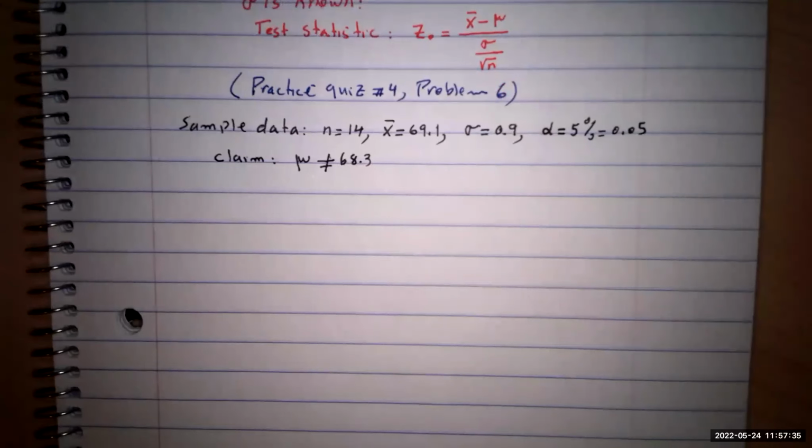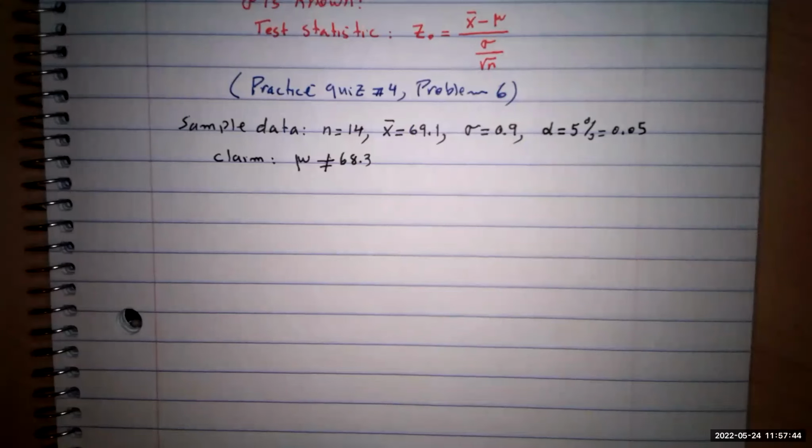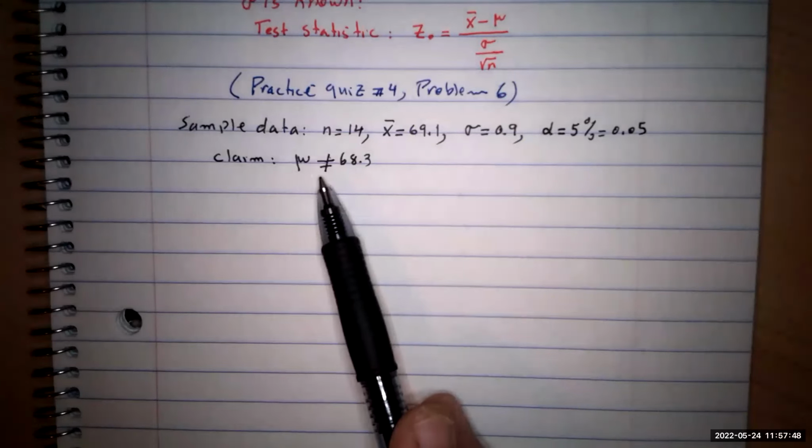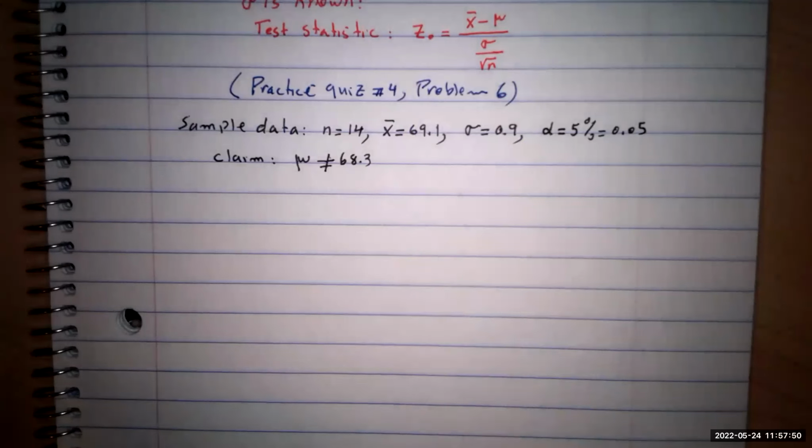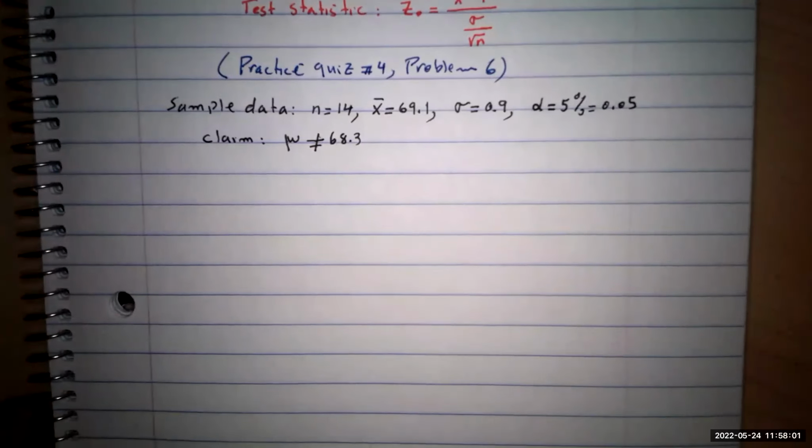So we read these problems carefully to identify what is going to be the claim in this problem. And you have a sample data. There are three cases. It may be different, it may be less than, or it may be greater than. We give you a couple of them, not all three cases. In this case, it's going to be different. So this problem would have 4 steps that you have to identify.